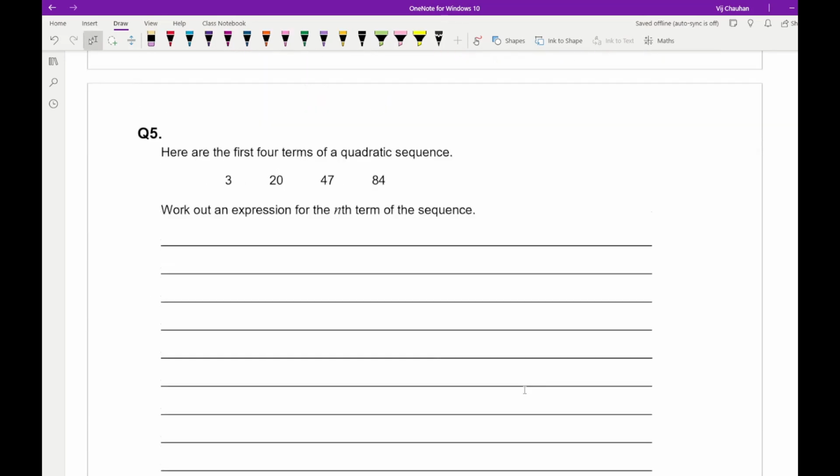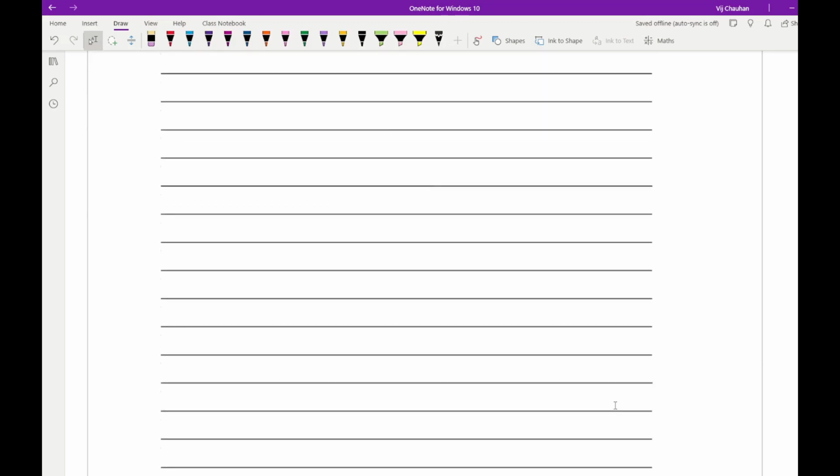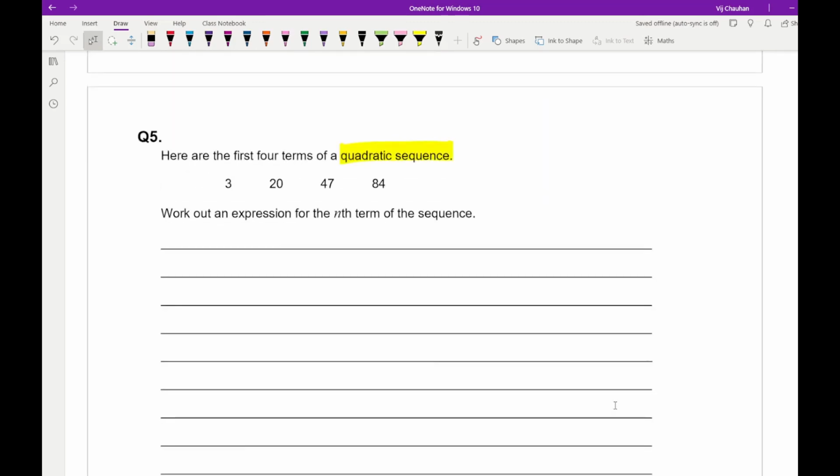Moving on to question 5, it says here are the first 4 terms of a quadratic sequence, and it says work out the expression for the nth term. So again, it's worth 4 marks, so it's going to be generally a few steps on this. So if I just write down the numbers first, the first thing we need to do is find the double difference. So here we've got a difference of 17, then we've got a difference of 27, then we've got a difference of 37, which then gives us a double difference of plus 10.